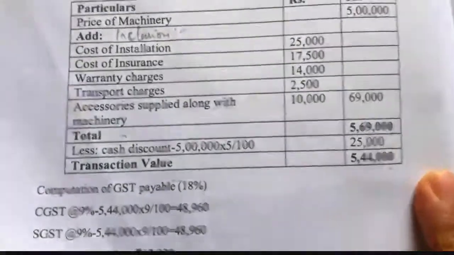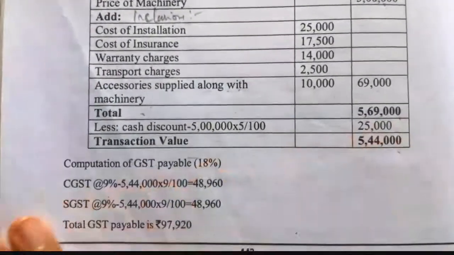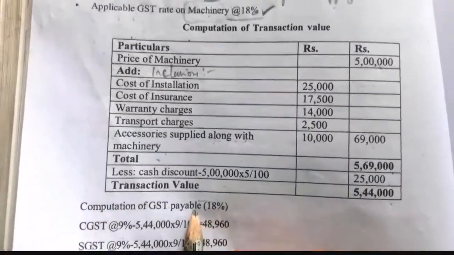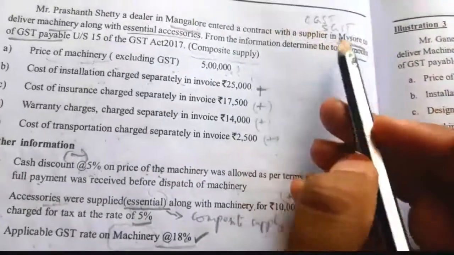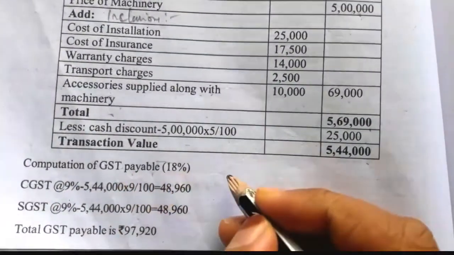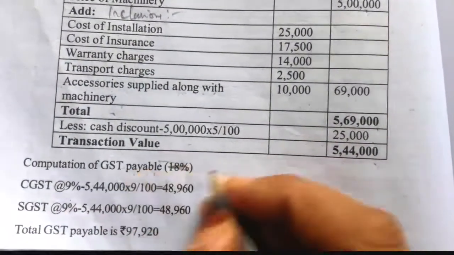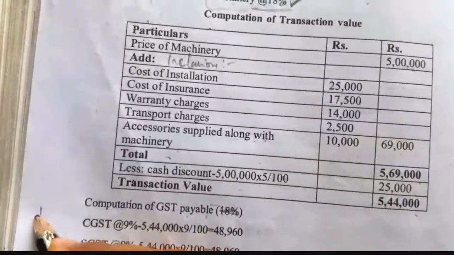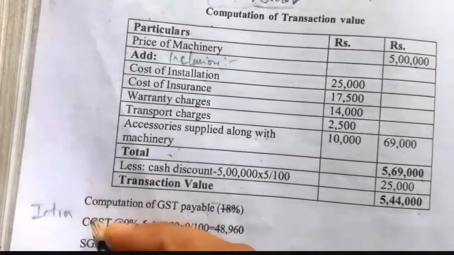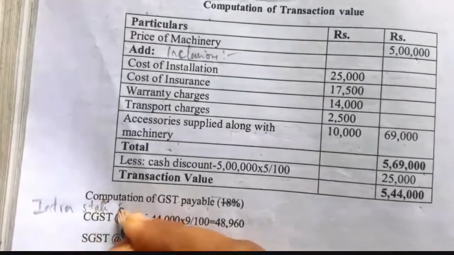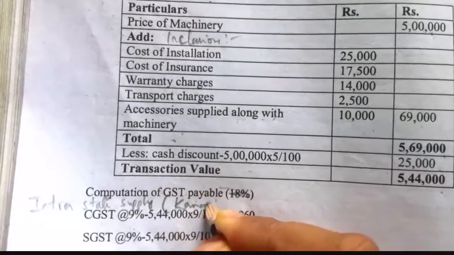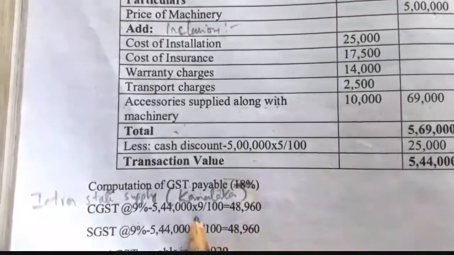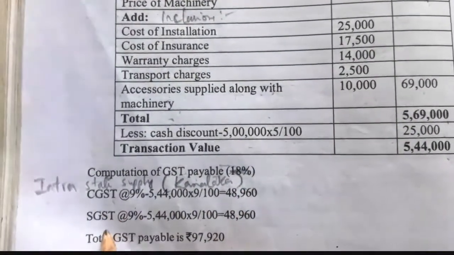After that we have to calculate the GST payable. So write the heading: computation of GST payable. Under that write intra-state supply. It is an intra-state or within-state supply. In the case of intra-state supply, intra means it is within the state of Karnataka, the supply is made within the state of Karnataka. So write CGST, SGST.